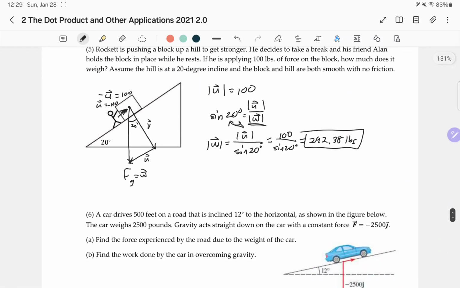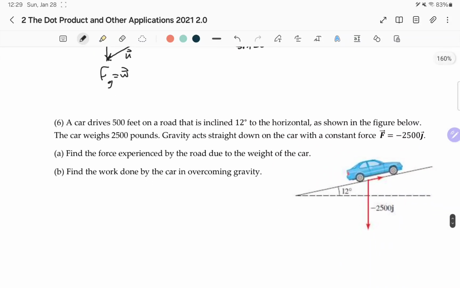So for 6, a car drives 500 feet on a road that is inclined 12 degrees to the horizontal, as shown in the figure below. The car weighs 2,500 pounds, and gravity acts straight down on the car. Like I said, gravity always acts straight down, with a constant force of negative 2,500. So this is a really common physics problem as well.